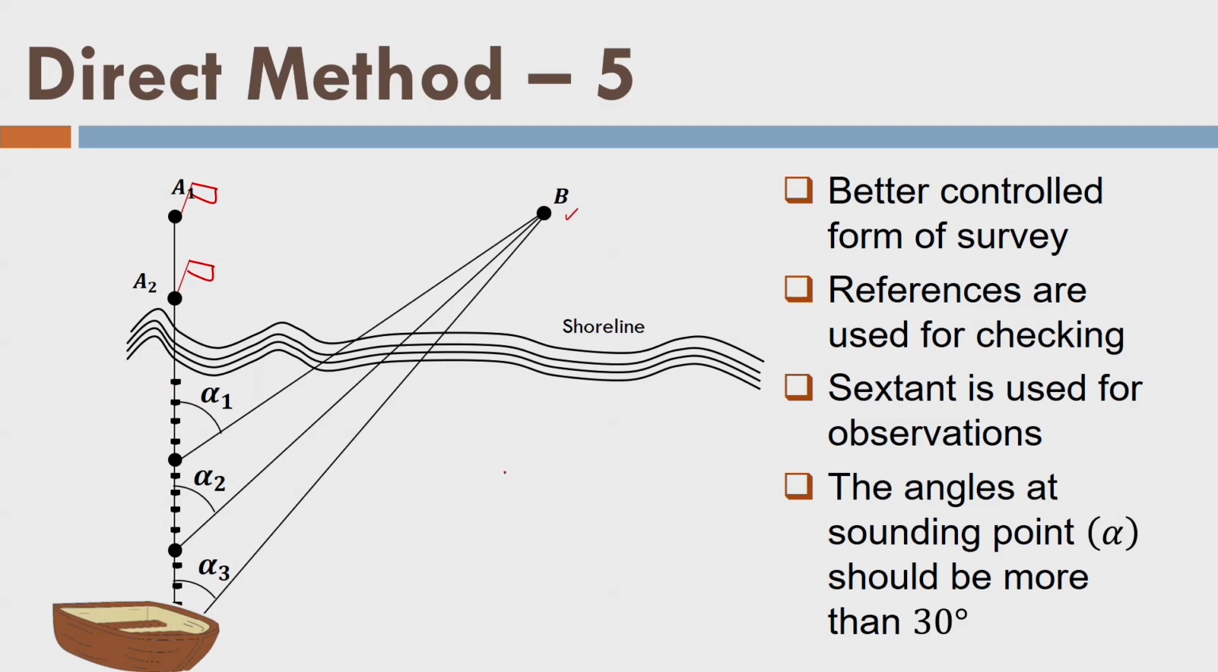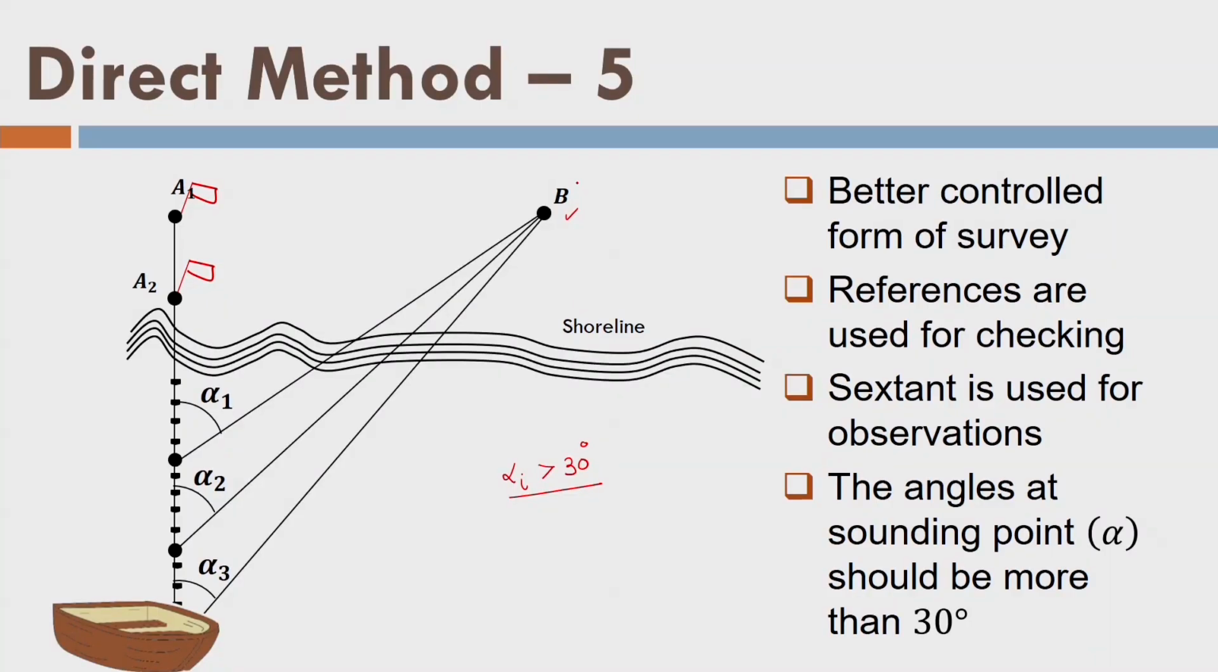We should again be careful that the alpha I angle should always be more than 30 degrees for the well conditioned triangles that are formed between A1, B and the boat. I hope that you can understand the difference between method 4 and method 5. In the case of method 4, we have one person over B and one person in the boat. That means there were 2 persons coordinating. Now, we do not have that problem. The whole survey team is in the boat and we have marked point A1 and B1 and A2.